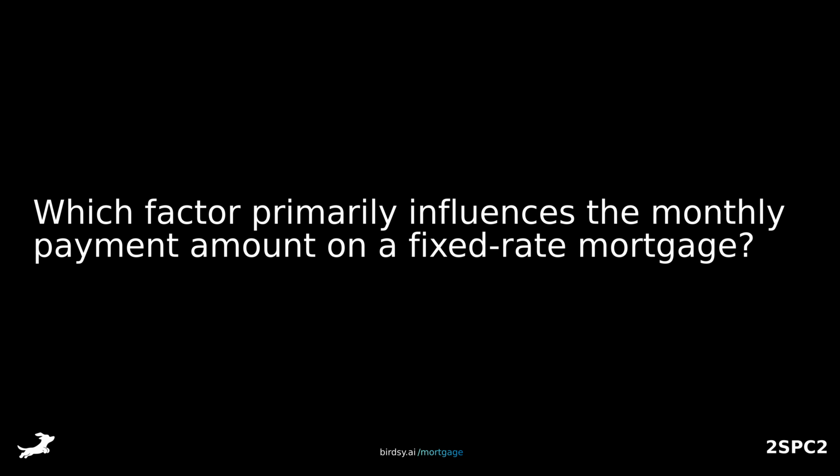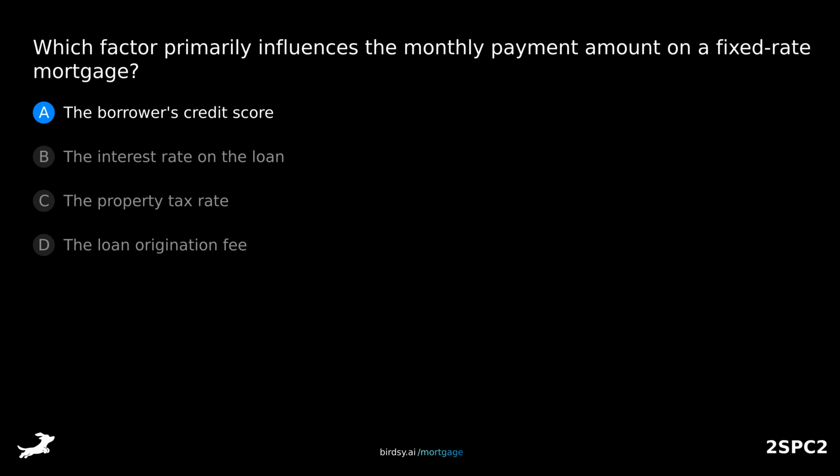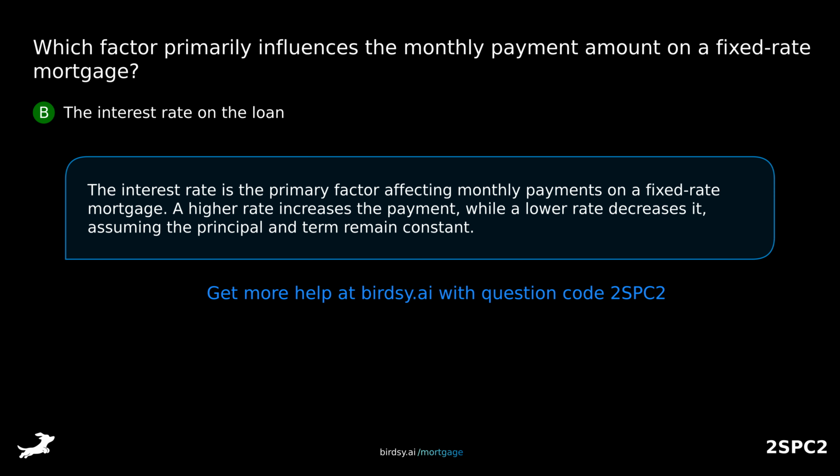Which factor primarily influences the monthly payment amount on a fixed-rate mortgage? Is it A, the borrower's credit score, B, the interest rate on the loan, C, the property tax rate, or D, the loan origination fee? The answer is B, the interest rate on the loan. The interest rate is the primary factor affecting monthly payments on a fixed-rate mortgage. A higher rate increases the payment, while a lower rate decreases it, assuming the principal and term remain constant.